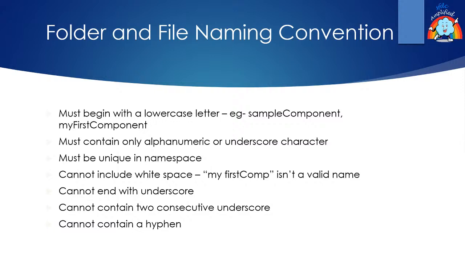Once we are creating the lightning web component, the name must begin with a lowercase letter. Even if you put hello with a capital H, it will still create the lightning web component hello with a small h. You can just try it. Then it must contain only alphanumeric or underscore characters. Then it should be unique in the namespace. We should not include spaces, like my first component, the space should not be there. It cannot end with an underscore, cannot contain two consecutive underscores, and cannot contain a hyphen. You can go ahead and try this, and you will see what is needed in the lightning web component name when you are creating.